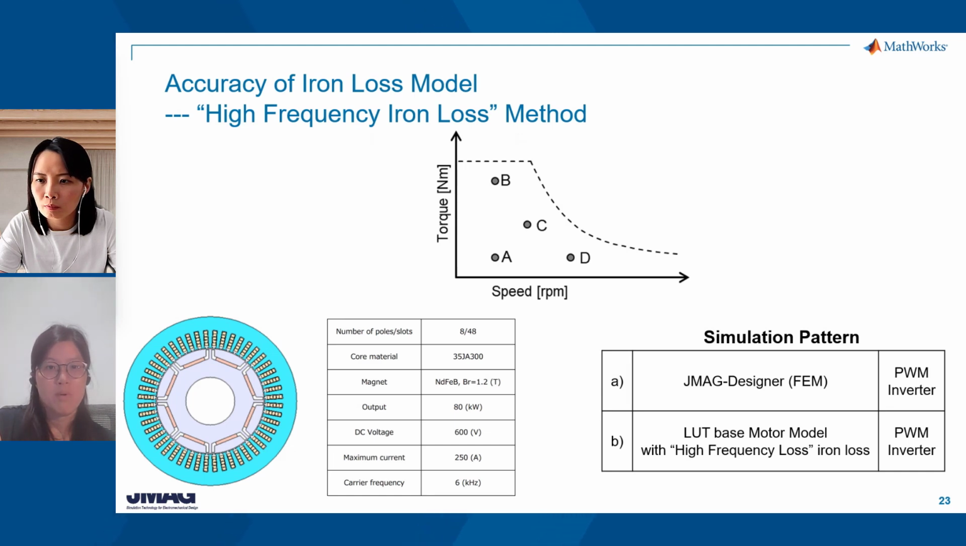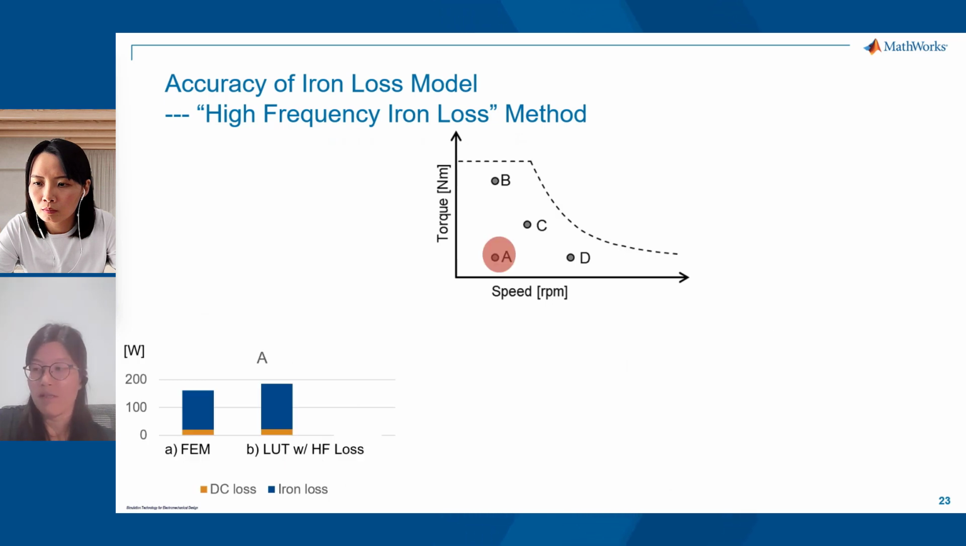And here is an example we prepared to check the accuracy of the high frequency iron loss method. We prepared this simulation, the IPM for the traction motor with 48 slots, and then compared the iron loss at several operating points. All results are calculated using 6 kHz switching frequency unless specifically mentioned. For instance, this first graph is at the low speed, low torque region.